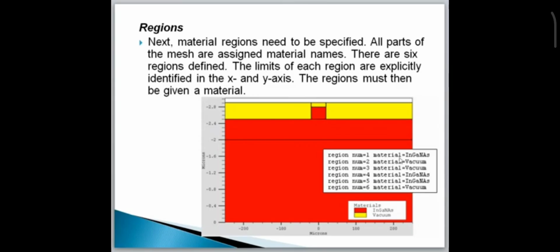The material number 1 is indium gallium nitride arsenide. Second is vacuum. Third is vacuum. Fourth is indium gallium nitride arsenide. And the fifth one is indium gallium nitride arsenide. I have taken this for the example. In the code, I am using indium gallium nitride. Let's go to the code.